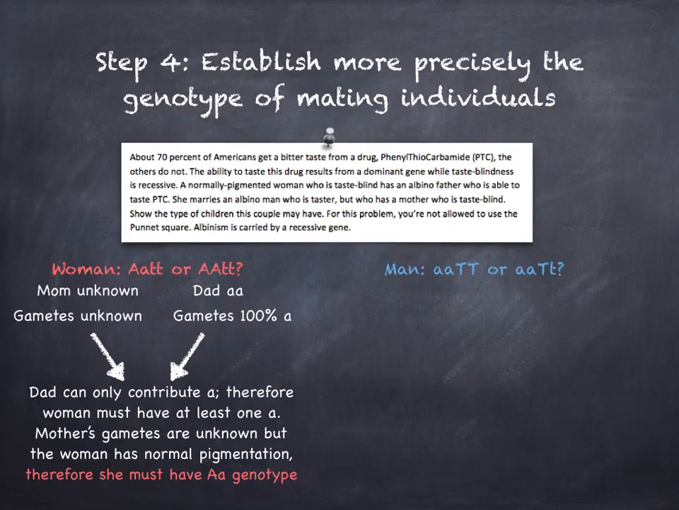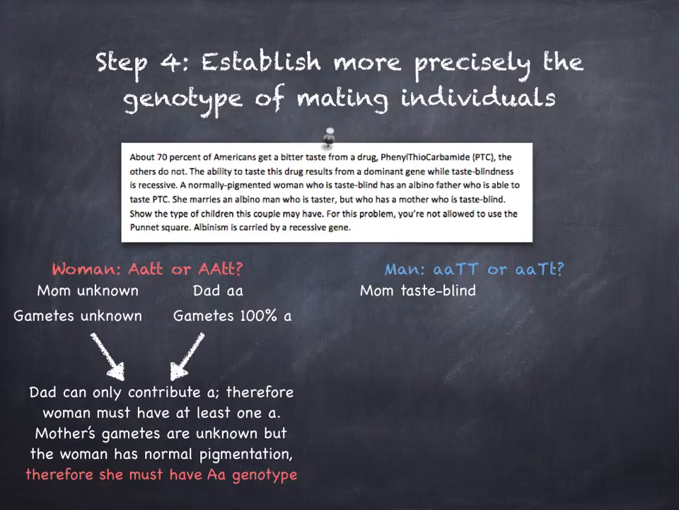Regarding the man, he is either small a, big T or small a, big T, small t. Same thing here: we learn from the text that the mom is taste blind. We have no information about the skin color, but we know that the man is small a in any circumstances. So the only thing that is ambiguous for him is the taste capacity or the taste blindness.